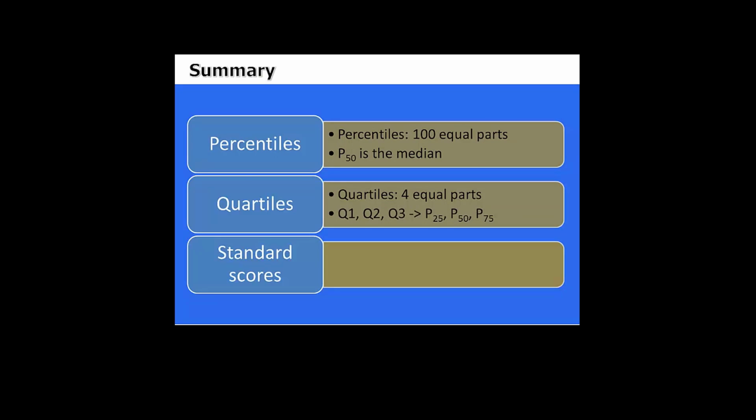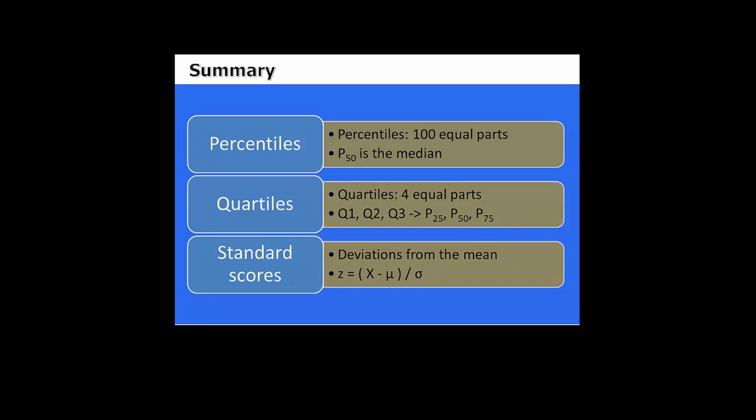The values that divide each part are called the first, second, and third quartiles. Note the relationship between quartiles and percentiles. Q1 corresponds to the 25th percentile, Q2 to the 50th percentile, and Q3 to the 75th percentile. A standard score, or Z-score, indicates how many standard deviations an observation is from the mean of the data set.